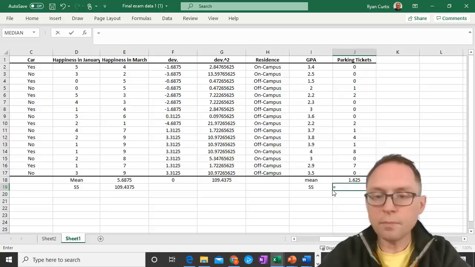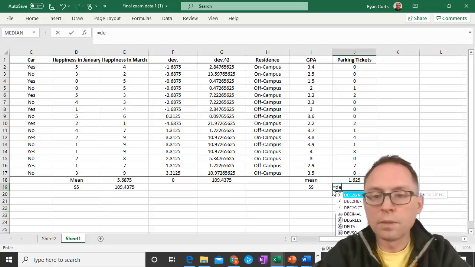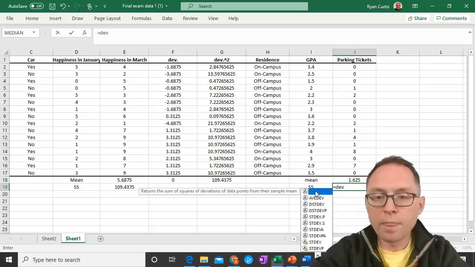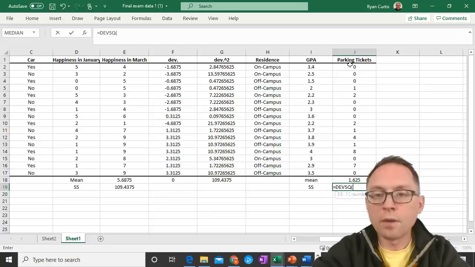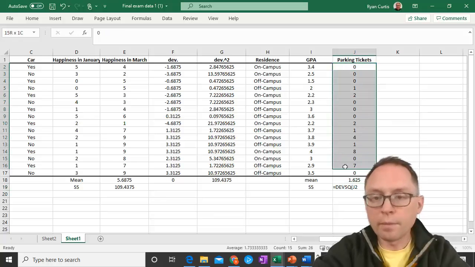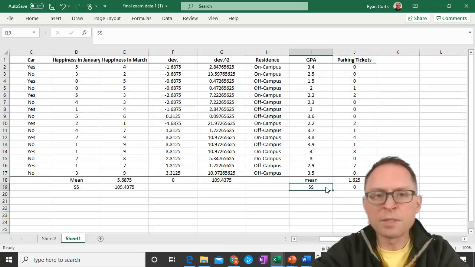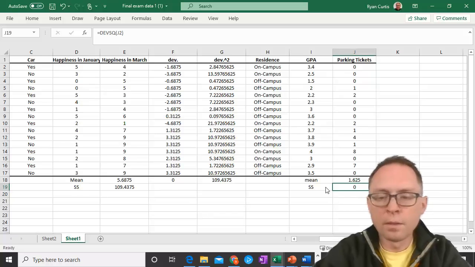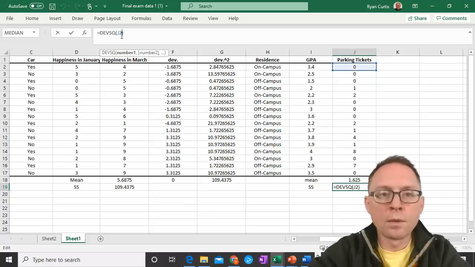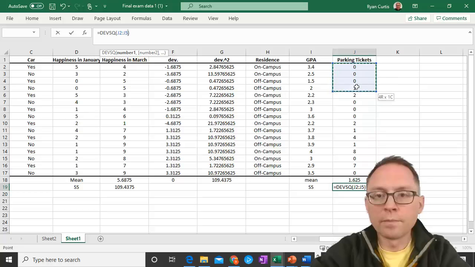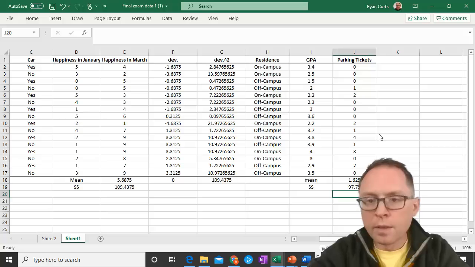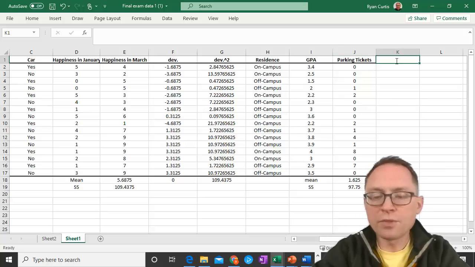So equals deviation squared of all of these, the data that we want. There they are. Oh, I messed up something. Here we go. Let's try that again. Oh, it thinks I only wanted one. I don't know why I double clicked there again. There we go. 97.75. We can do it the old-fashioned way.